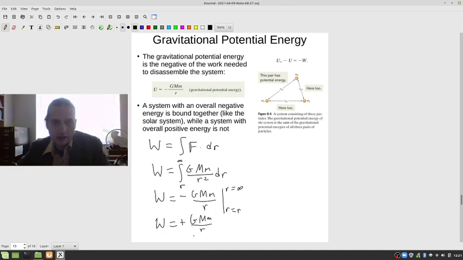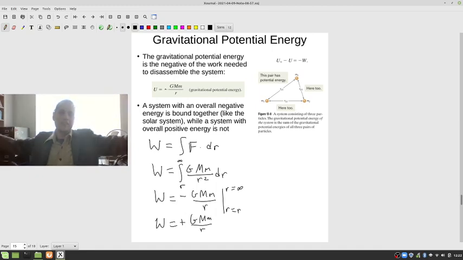Now that's the amount of work that I would need to put in, but you want to think about the minus of that because you want to have some sort of energy conservation. And so this amount of energy is what you would need to put in to get up to 0. So if you put in this much energy, you get up to 0. And so 0 energy being those two objects completely removed from each other, not gravitationally interacting anymore.